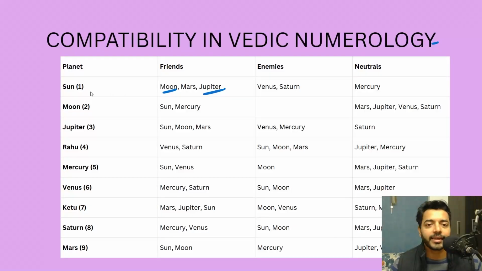Similarly, Sun is the king and Mars is a protector. He's the fighter, like a soldier, right? So Sun will always like Mars. Okay, but Sun does not like Saturn, or Saturn does not like Sun.